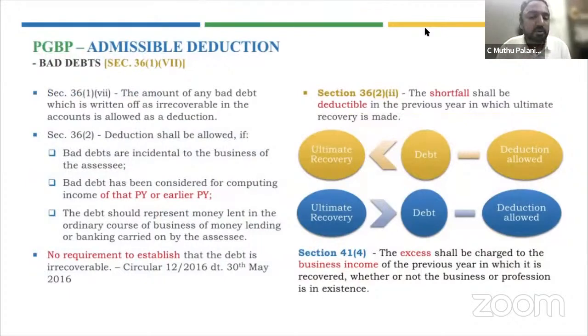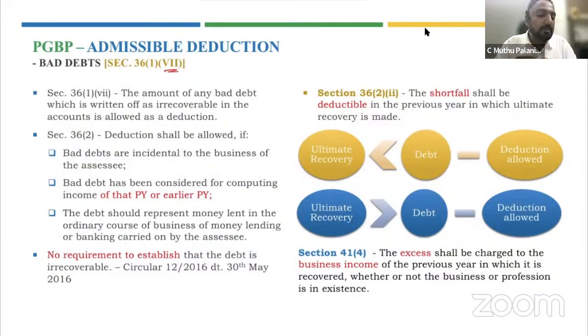Next thing we'll understand about section 36 is bad debts. That is discussed in 36 subsection 1 clause 7. What is bad debts? We all know that it is an amount which cannot be recovered. It's a sale made to a debtor which cannot be subsequently collected. So it's a bad debt. It was a debtor. Now it has become a bad debt. So now this is not recovered. This is written off my books.